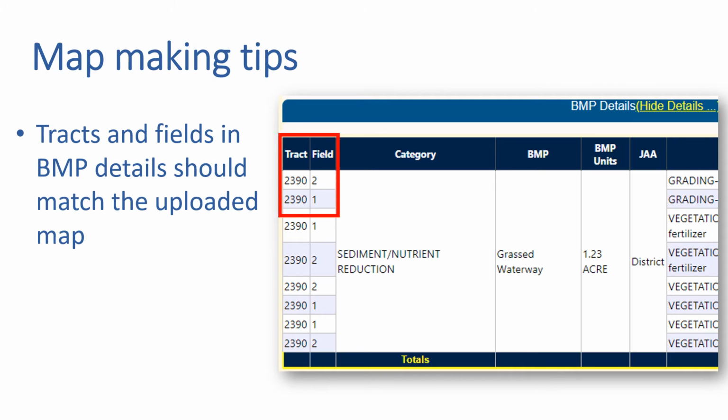One more item to note. Tracks and fields in the BMP details of CS Squared should match those with the maps uploaded.